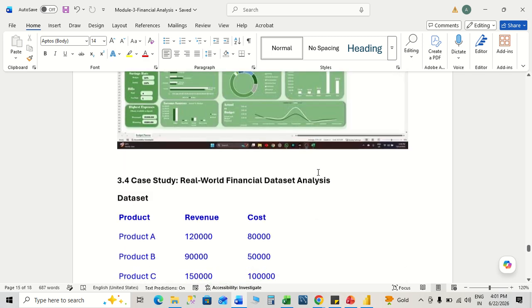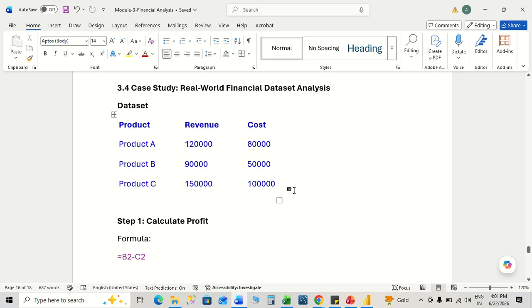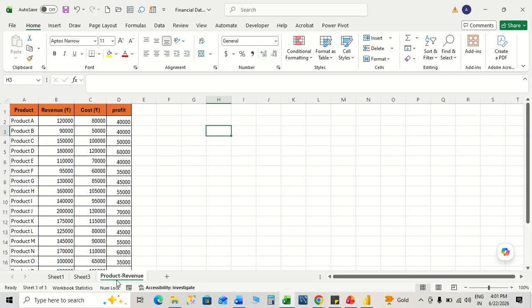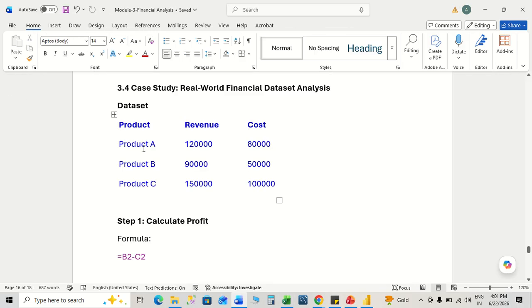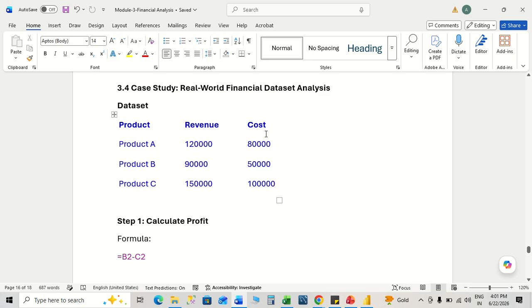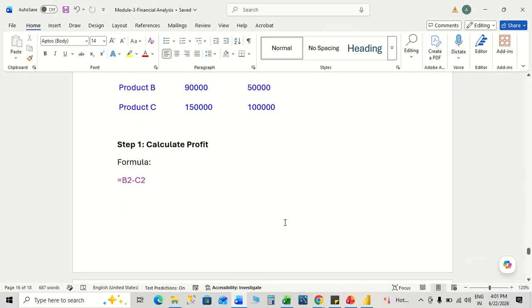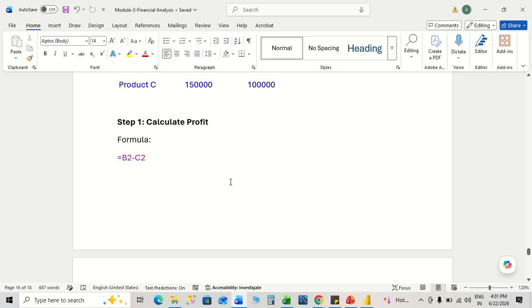So now a case study, real world financial data set. So we already have a data set here. Yeah, same data set, this one. Here we have only three, 1 to 3 products with revenue and the cost. But we have a large data set, a large number of products, revenue, cost, product, revenue, cost, and the profit. Got it? So first, calculate the profit.